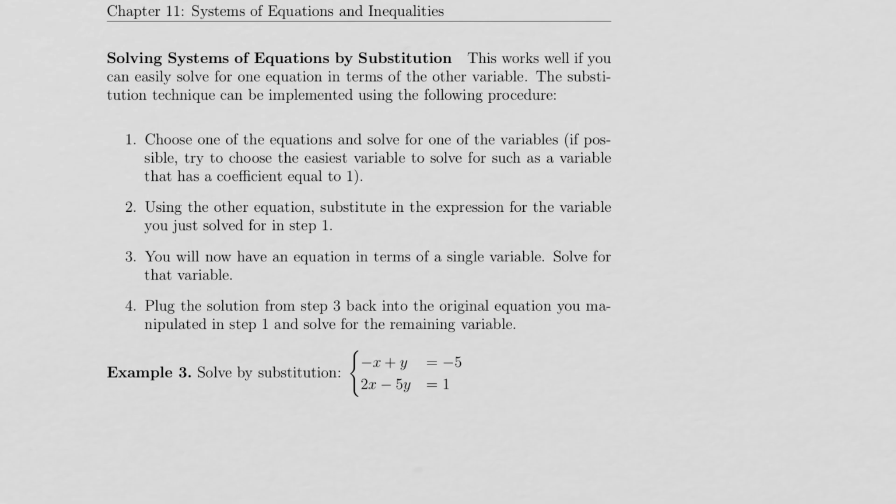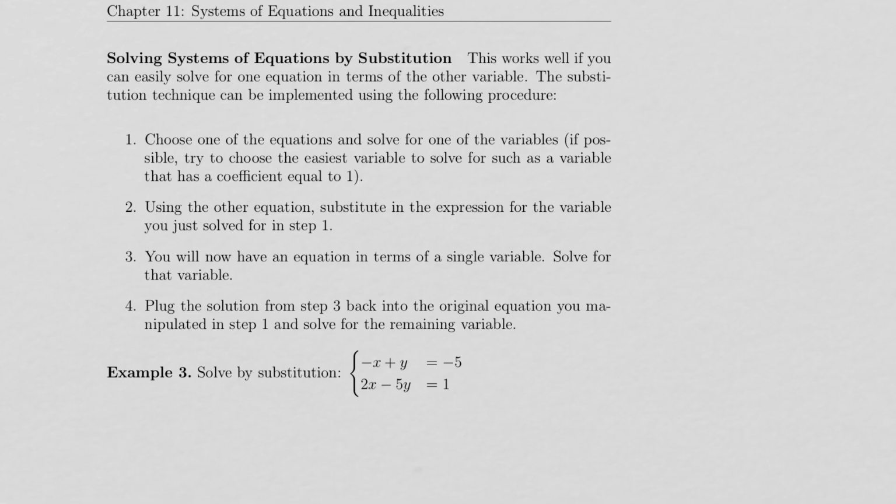If possible, and this is when it makes it easier, try to choose the easiest variable to solve for, such as a variable that has a coefficient equal to 1. Then using the other equation, you substitute in the expression for the variable that you just solved for in step 1. So now you're going to have the equation just in terms of the remaining variable. You can solve for that variable, and then once you have the answer to one of the variables, you can go back and plug it into one of the original equations. Usually you want to plug it back into the original equation that you manipulated, because it's already solved for the remaining variable. It's isolated, and you can solve for that remaining variable.